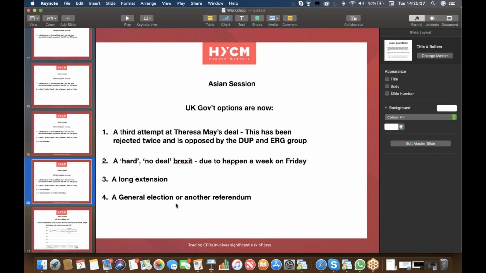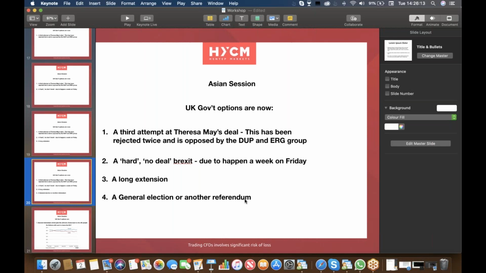And the other one is a general election or another referendum. Now I find this quite interesting, another referendum. Theresa May has ruled that out, but obviously Philip Hammond was saying that maybe we should have a referendum on which deal to accept, to ask the British people about what deal to accept, or ask them another referendum. Jeremy Corbyn has sort of teetered around the edges of wanting another referendum for all of Britain to say, do you really want to leave the EU?